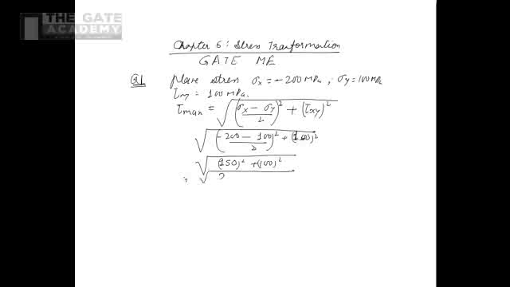This is 22,500 plus 10,000. So that is square root of 32,500. Now if you find out the square root of 32,500, that will come close to around 180. Because square of 180 is 32,400, so this square root will be something close to 180 MPa.